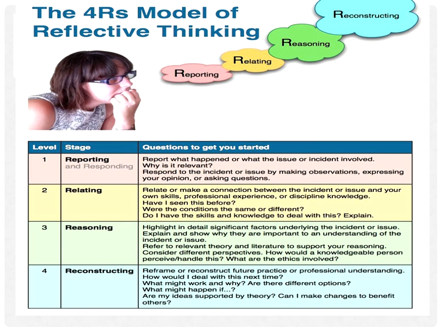So here's a bit of a framework for you. The 4 R's. You've got reporting and responding. So you can report what happened or what the issue or incident involved. Relate it, a connection to an issue or incident. Highlight in detail significant factors underlying the incident, and you can read through this in your own time, reconstructing that. How would you deal with it next time? So it's a little bit of a framework for you to also assist with all the other assessment documentation on LearnLine.